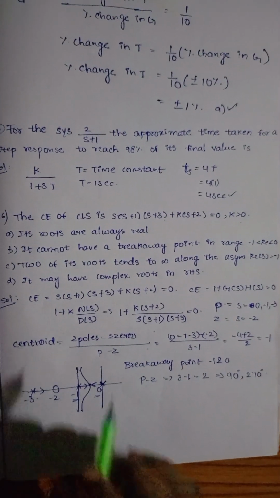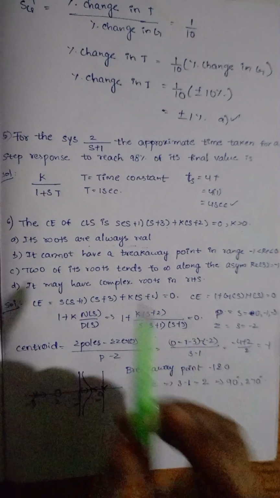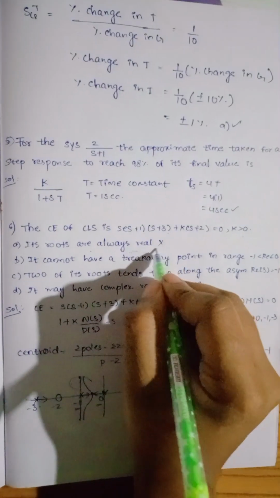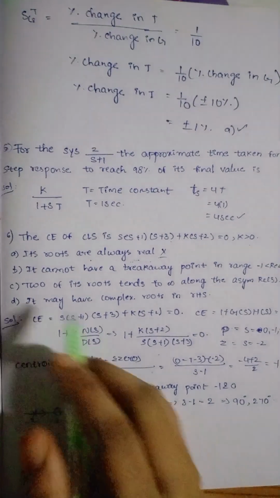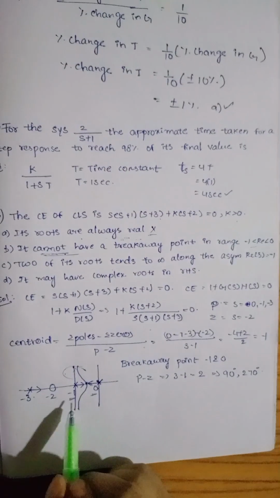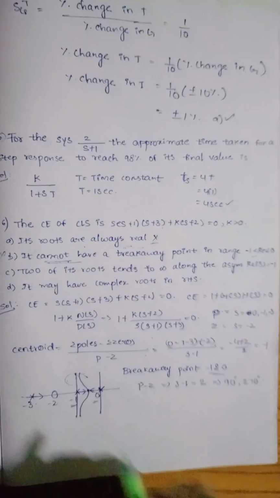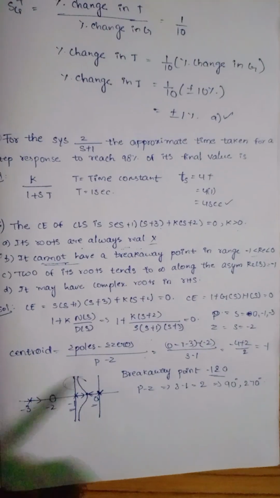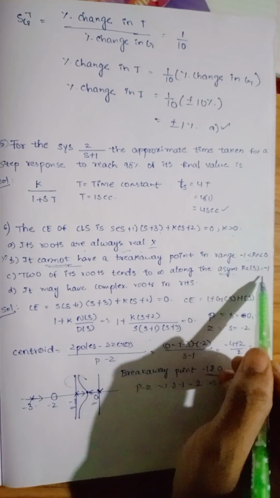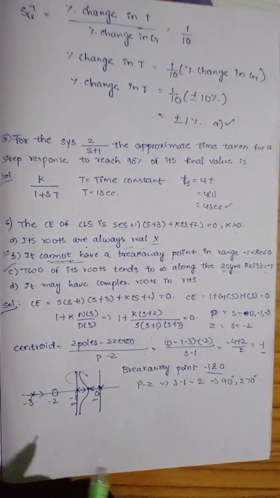Now let's check the options. Its roots are always real: because it is the complex plane, roots are not always real. Next, it says it cannot have a breakaway point between minus 1 and 0, but it does have the breakaway point between minus 1 and 0, so it is also wrong. Now it says the asymptotes' centroid is at minus 1. We got the centroid at minus 1, so it is right.